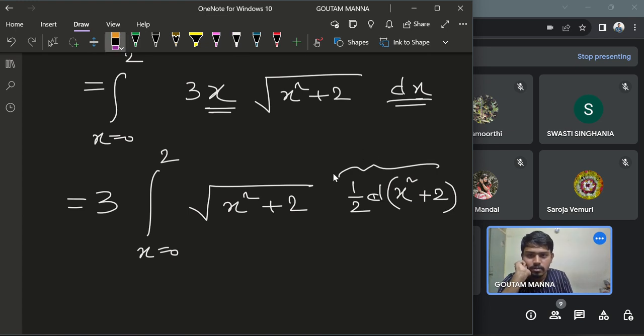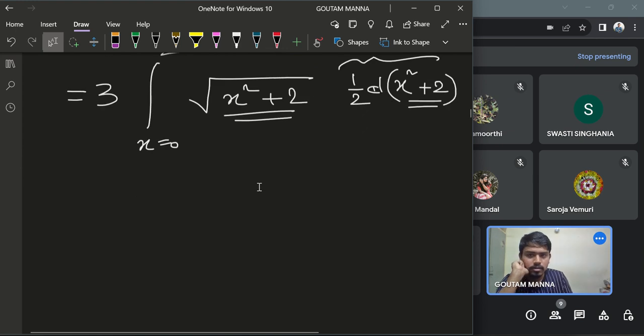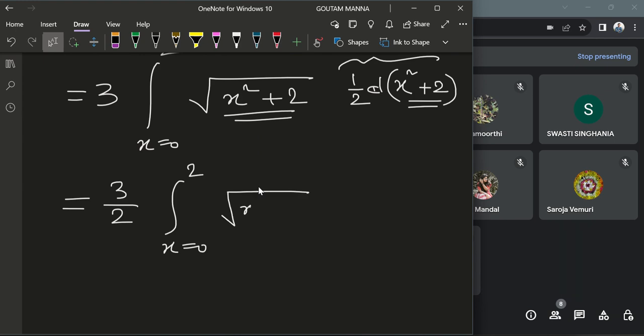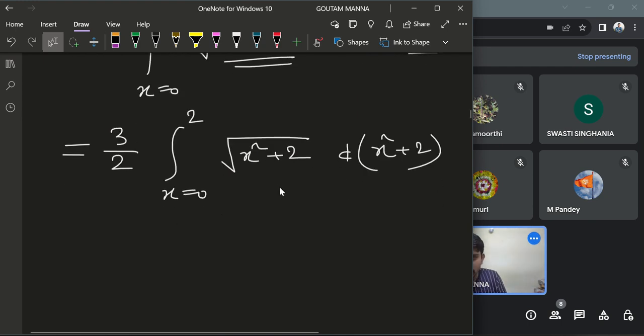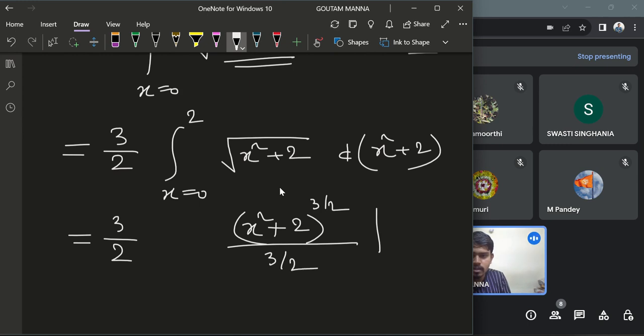Instead of x dx, I'm writing this, because to match with this term. So there will be 3 by 2, x equals to 0 to 2, root under x square plus 2, d of x square plus 2, and then it will be a simple integration, that is x square plus 2 to the power 3 by 2 divided by 3 by 2, with x equals to 0 to 2.